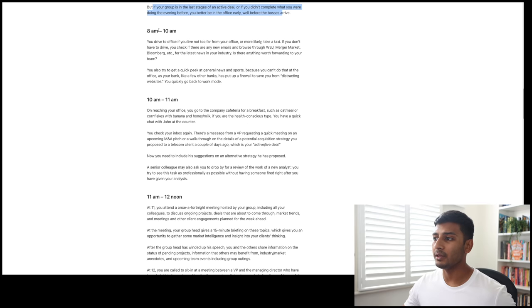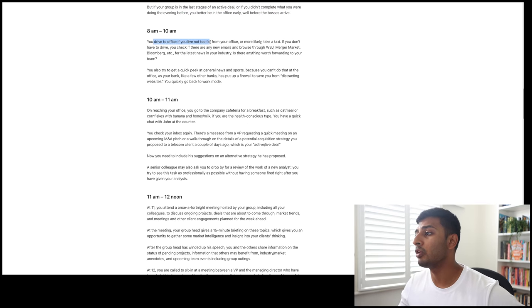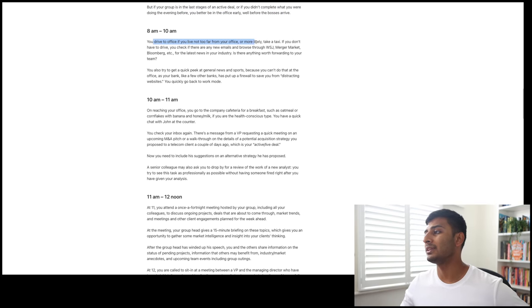8 a.m. to 10 a.m. You drive to the office if you live not too far from your office, or more likely take a taxi. If you don't have to drive, you check if there are any new emails and browse through Wall Street Journal, Merger Market, Bloomberg, etc. for the latest news in your industry. Is there anything worth forwarding to your team?